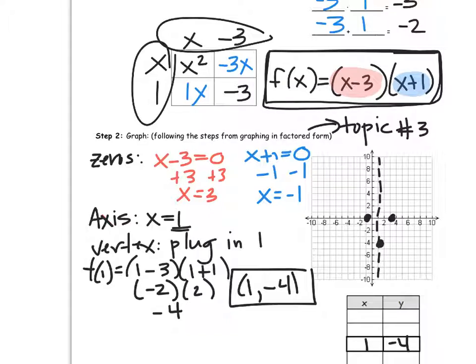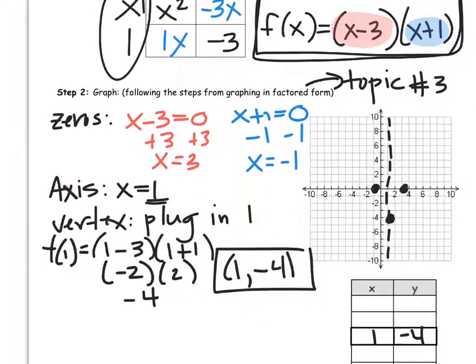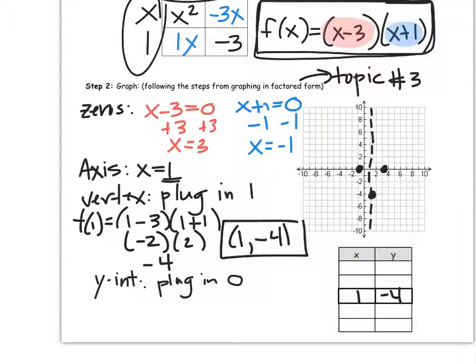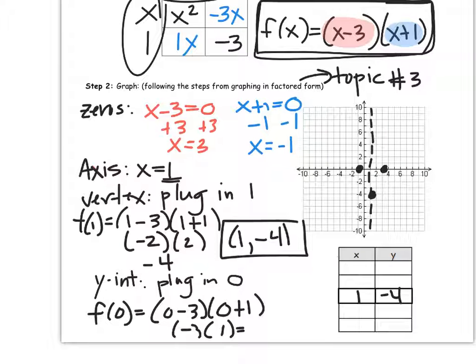Okay, last step. I'm going to find my y-intercept. And to do that, I'm going to plug in 0. And I'm going to plug it into my factored form again. So I'm going to do f of 0, and that's 0 minus 3, 0 plus 1. So I get negative 3 times 1, that is negative 3. That means my y-intercept is 0, comma, negative 3. I'm going to put it actually right here, 0, comma, negative 3. Because I'm doing that because I can see that the x values line up. And I'm going to plot 0, comma, negative 3 right here.